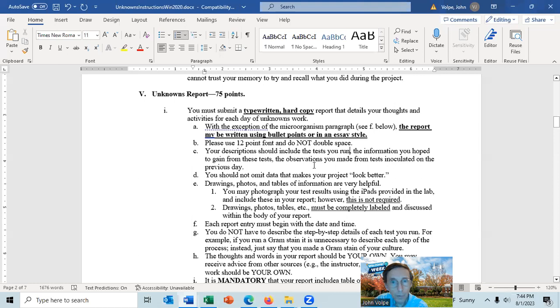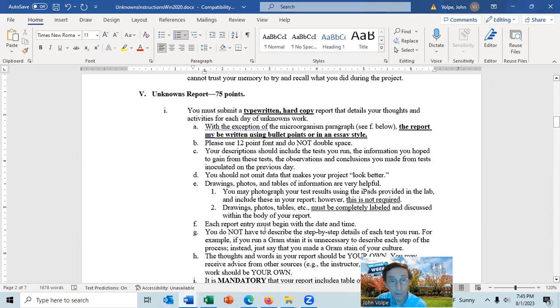You should record descriptions of the tests you run, the information you hope to gain from these tests, and the observations and conclusions you made from those tests. And that should be in conclusions. You should not omit data that makes your project look better. Report everything you have. Drawings, photos, and tables are very helpful, but they are not required, and drawings, photos, tables must be completely labeled and discussed within the body of your report.